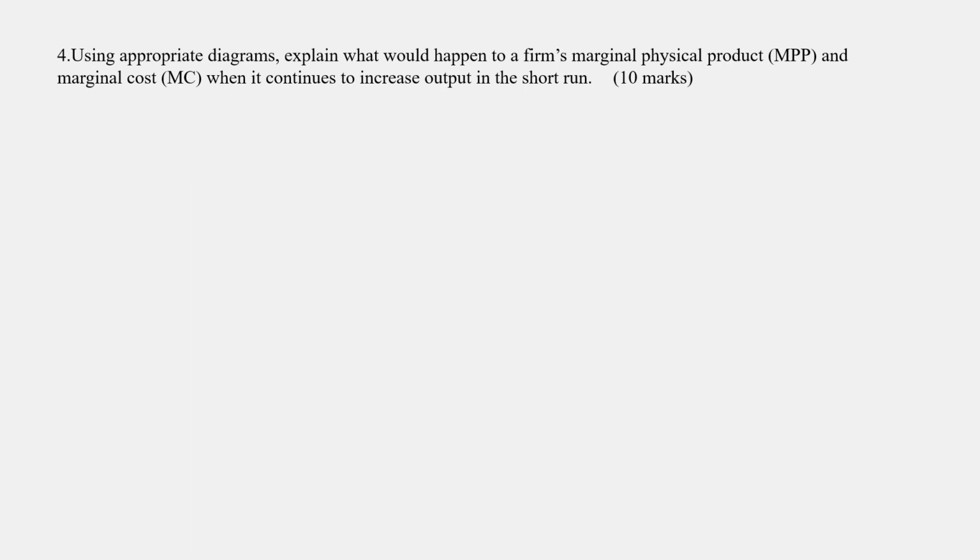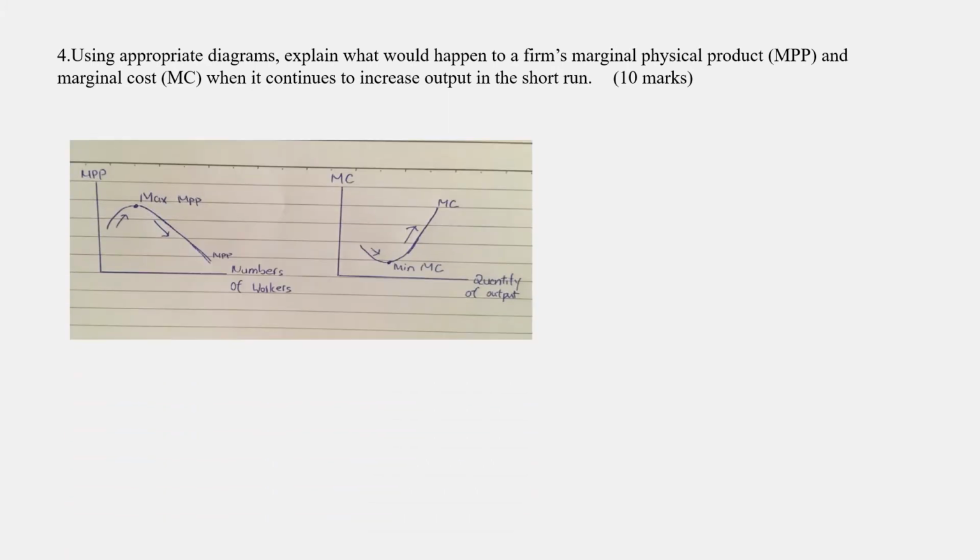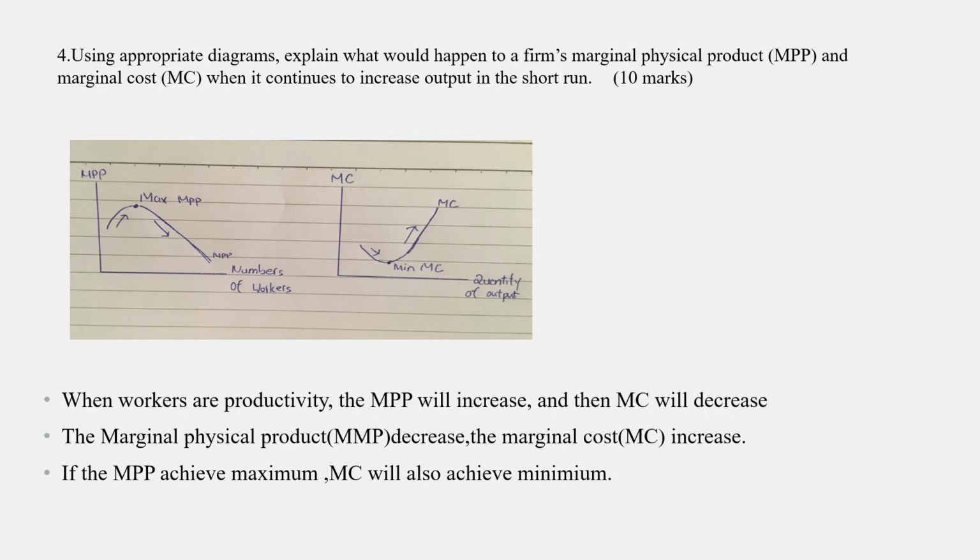4. Using appropriate diagrams, explain what will happen to a firm's marginal physical product and marginal cost when it continues to increase output in the short run. This is a diagram of MPP and MC. The left hand side is MPP and the right hand side is MC. When workers are productive, the MPP will increase and the MC will decrease. When the marginal physical product decreases, the marginal cost will increase. If the MPP achieves maximum, MC will achieve minimum.